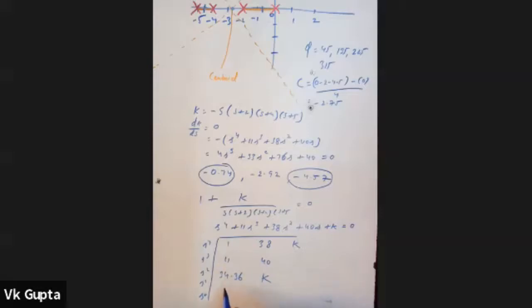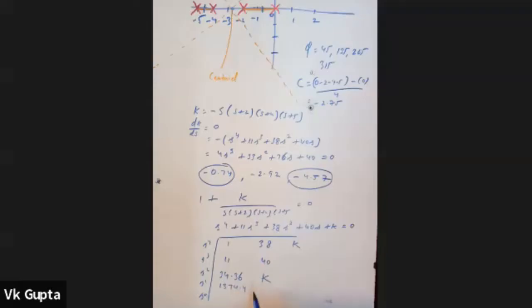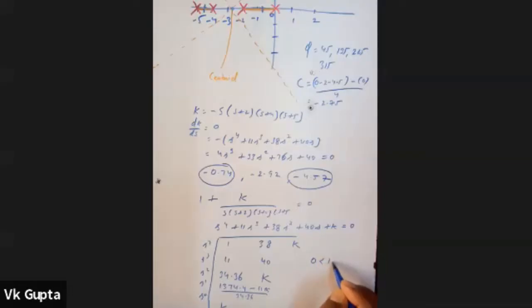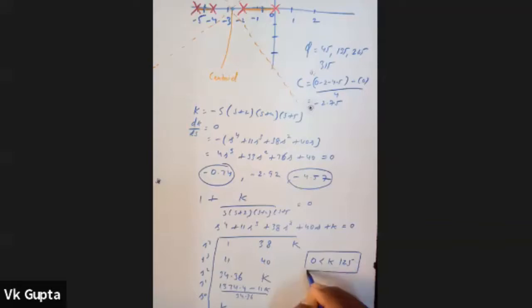So 40 into 34.36 is 1374.4, minus 11K, divided by 34.36. And the last is K. Now what is the range of K? Find the range of K from these two lines, s0 and s1. It is 0 to 125. This is my range of K.